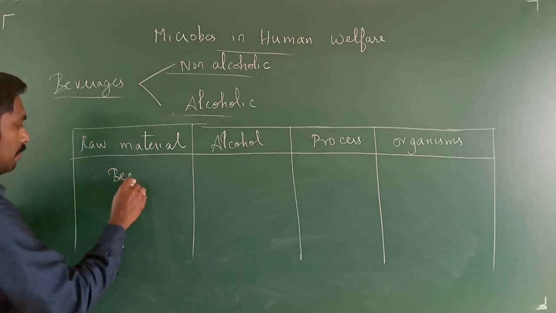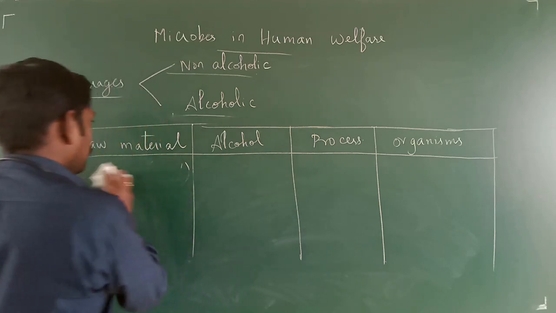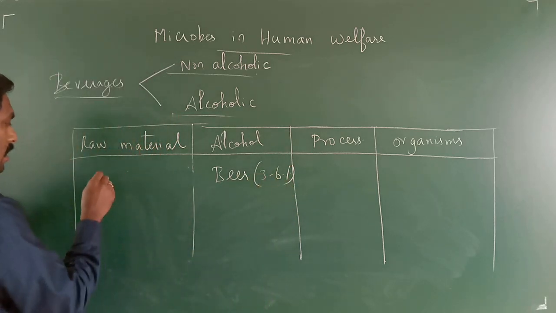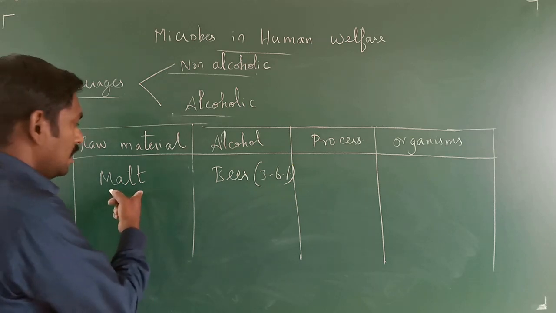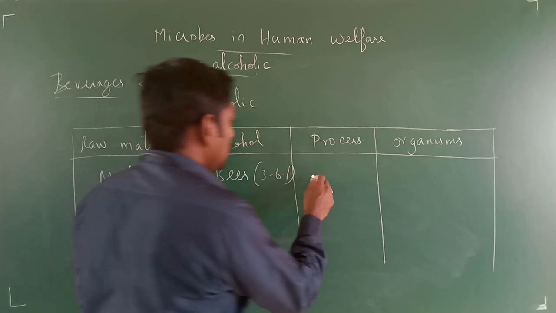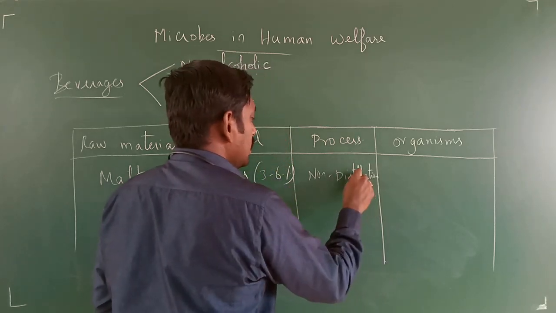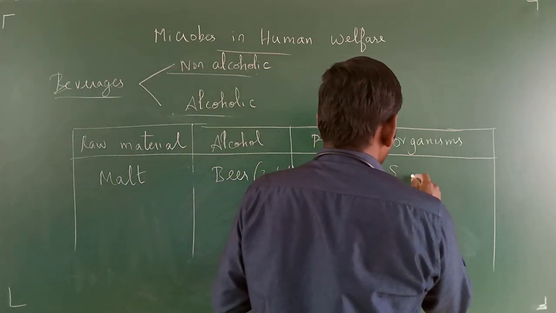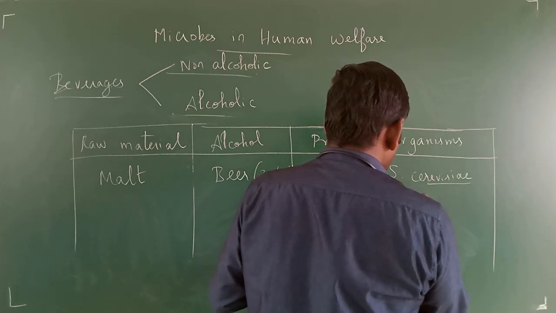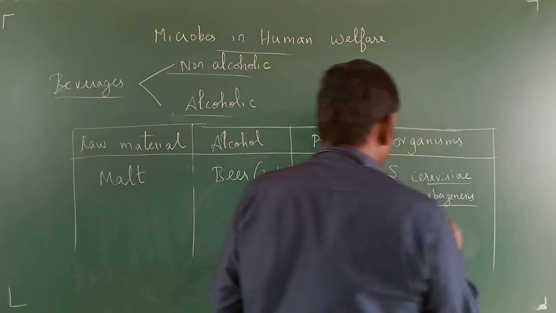Right, we will see about the beer. Right, concentration is about 3 to 6% of alcohol. Right, sorry, raw material. Alcohol is beer, 3 to 6%. Raw material will be malt. Malt is the raw material. So any type of grains or cereals is used as raw material for the production of beer. Right, so the process is non-distillation. Right, organisms: Saccharomyces cerevisiae or Saccharomyces carlsbergensis. Right, you will be having Saccharomyces cerevisiae or Saccharomyces carlsbergensis.